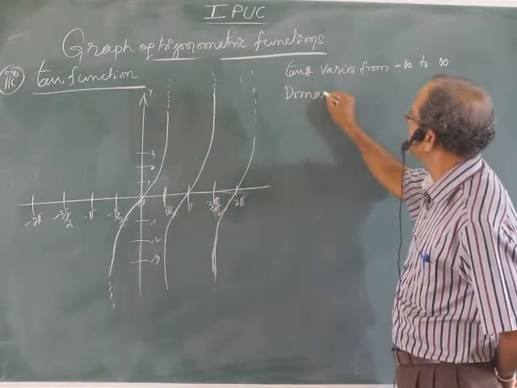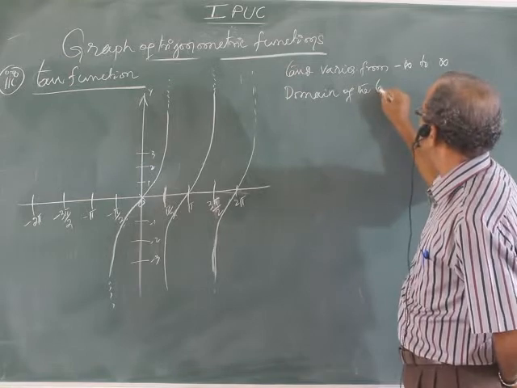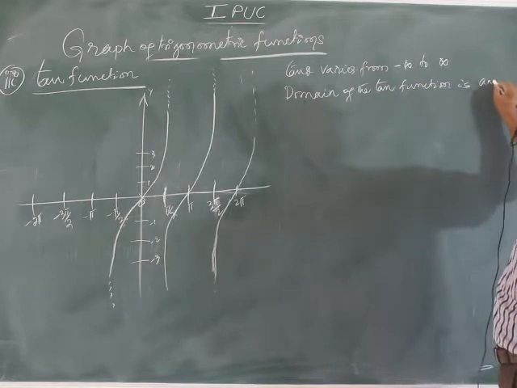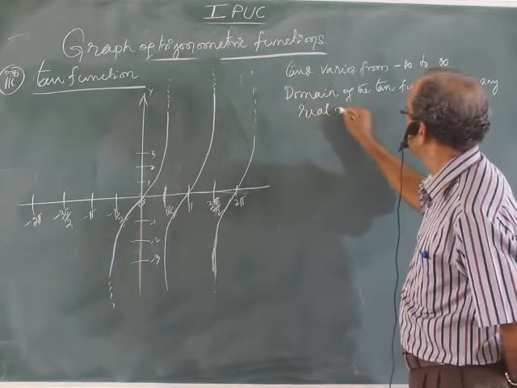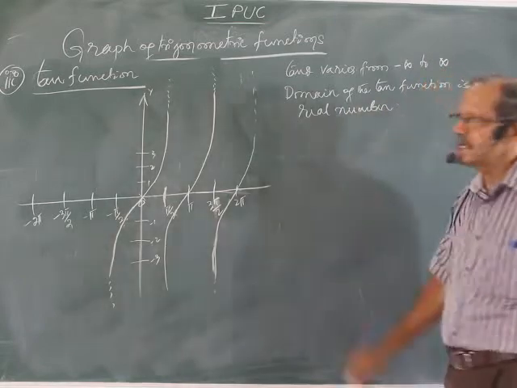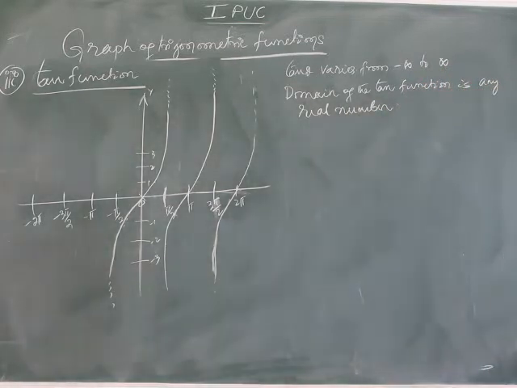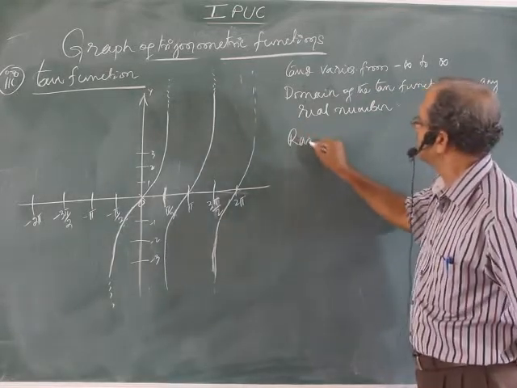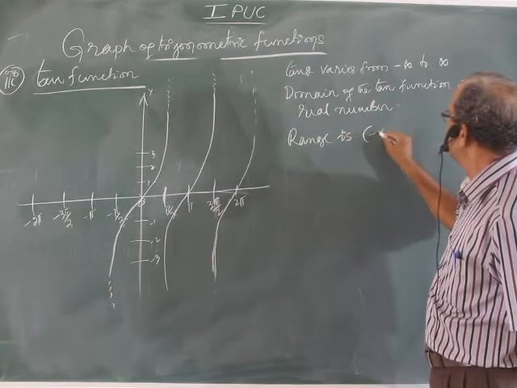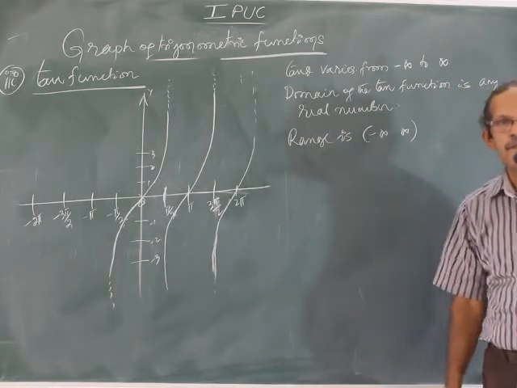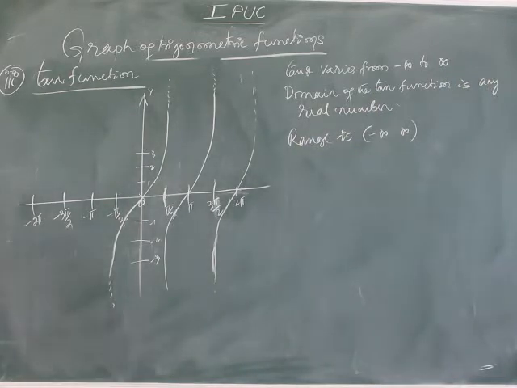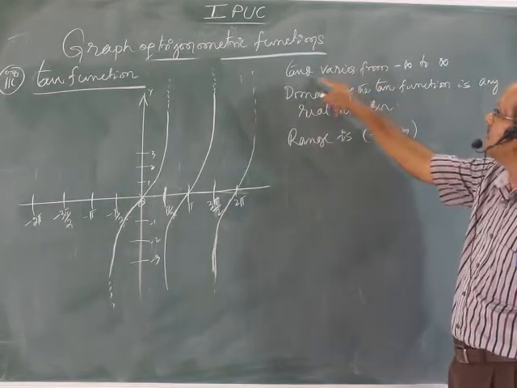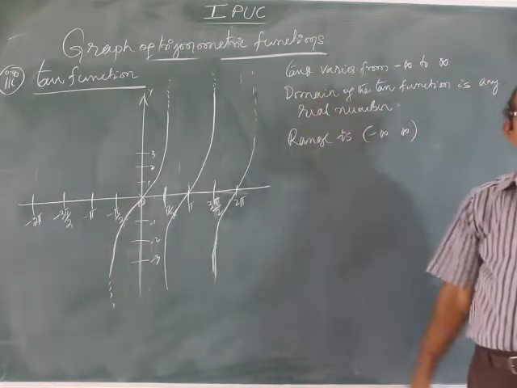Domain of the tan function is any real number. You can define tan theta for any real number. Range of the function is minus infinity to plus infinity. If the value attains from minus infinity up to infinity, the value will be there, and you can take the angle theta, any real number, any angle can be taken.